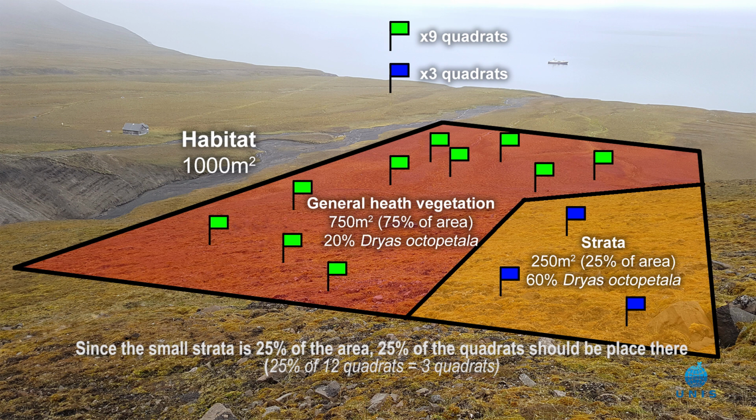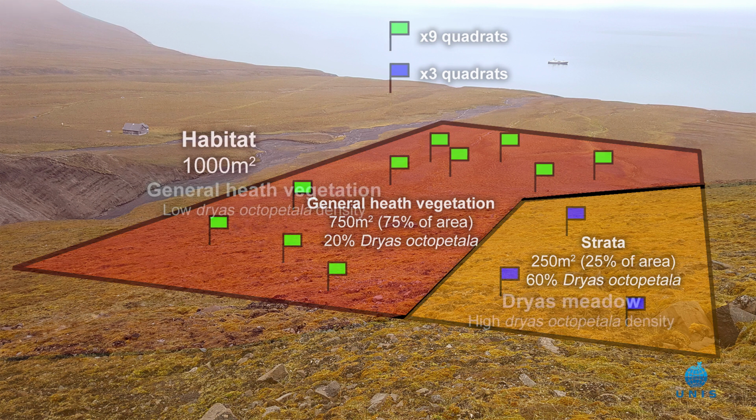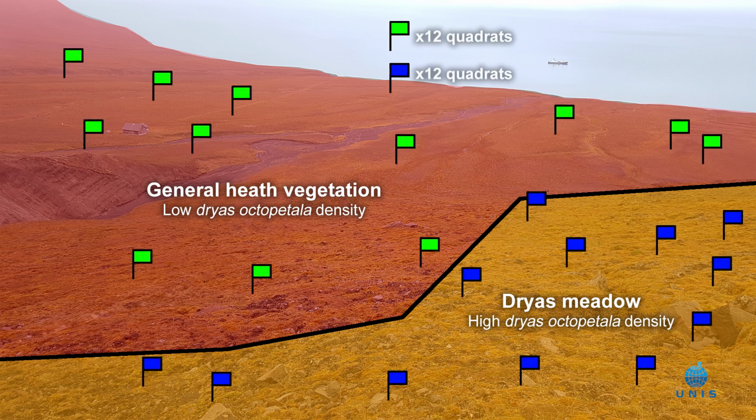This example is more for capturing the general composition of this specific habitat, but sometimes you can have a plan to look into a specific comparison, like focusing on the difference between exposed and sheltered heath. Then you should place your quadrats in equal amounts in the high Dryas concentration area and in the low concentration area.